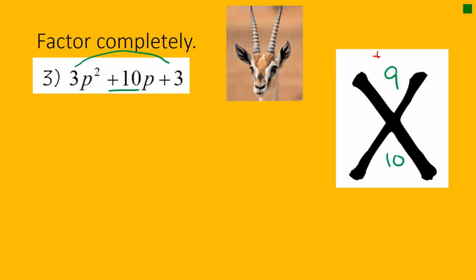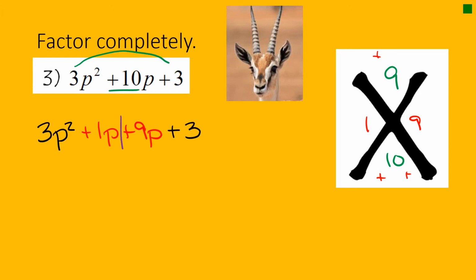Positive up here, 2 positives. The first thing you try is 1 and 9, and that's the one that works. So we're going to rewrite it. 3p squared. We're going to take that 10p and write it as 1p plus 9p. And then we're going to keep the plus 3 at the end.